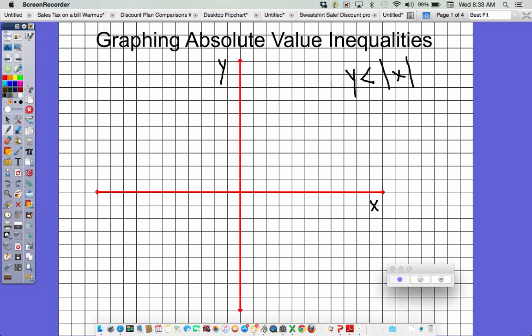how we actually graph absolute value. And today we're going to take that one step further and learn how to graph absolute value inequalities. So it's very similar to what we've done before.